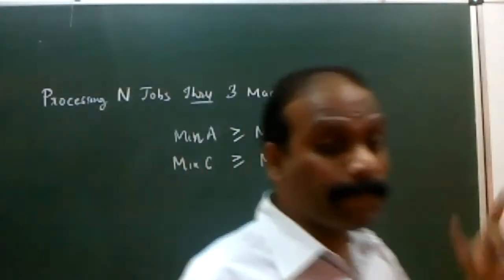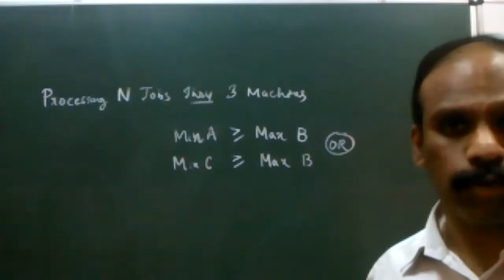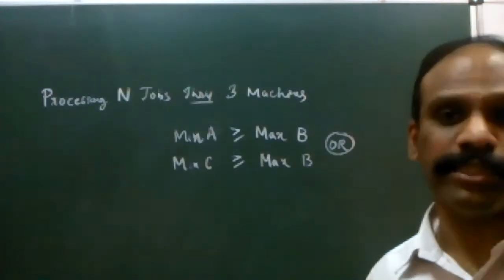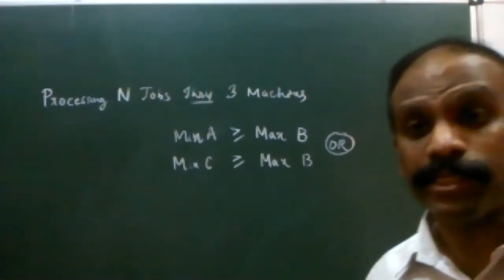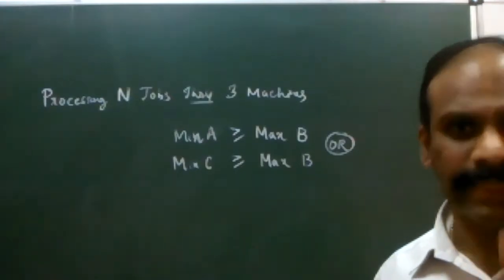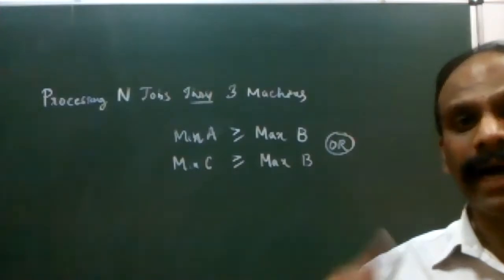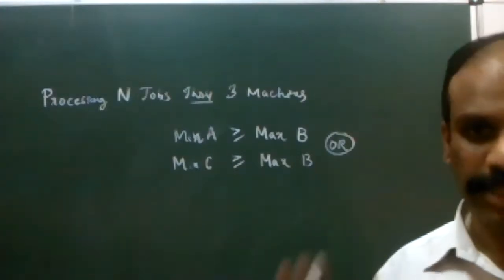Now, how do we replace this three machine problem with a two machine problem? For that, we are introducing two fictitious machines. Now, what do we mean by fictitious machines? The machines which are imaginary. They don't physically exist. Only for the purpose of calculation, we are creating an artificial or fictitious machine.